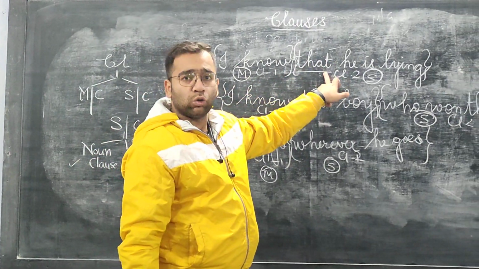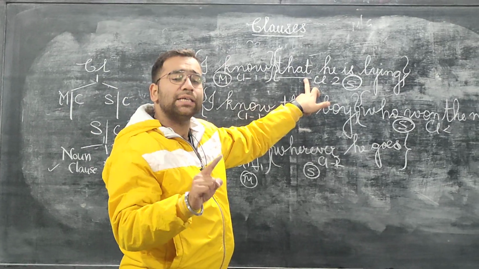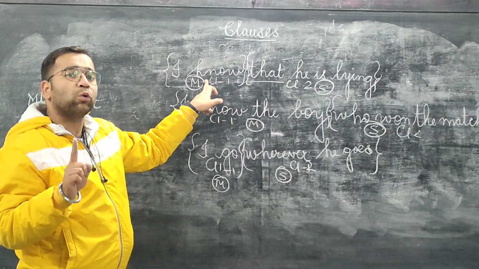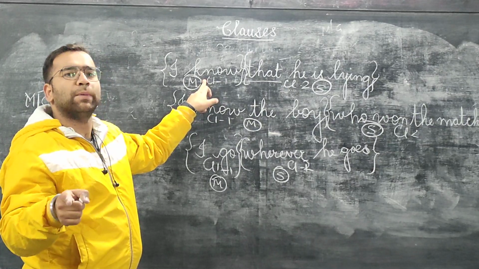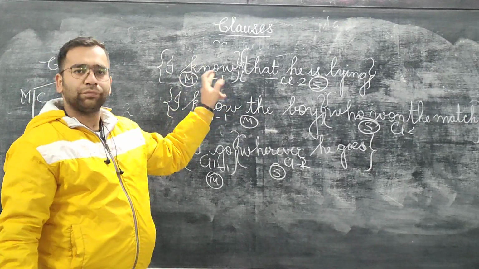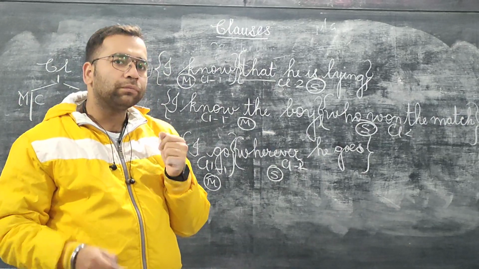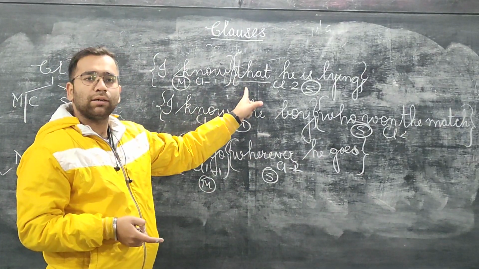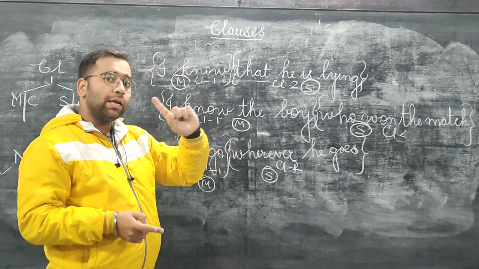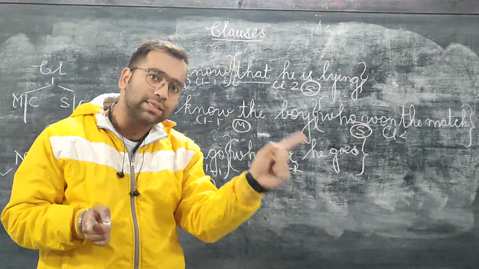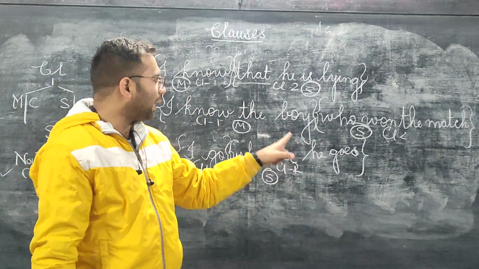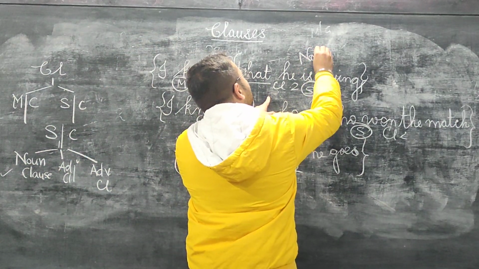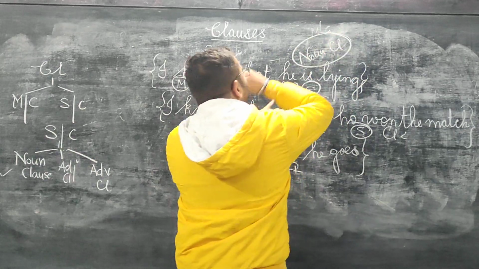If it is a noun clause, this main part will answer which question? What plus main clause. I know. What do I know? It is making sense. What is the answer? That he is lying. If your main part is answering what I know, it means this is a noun clause. So our first one is a noun clause.